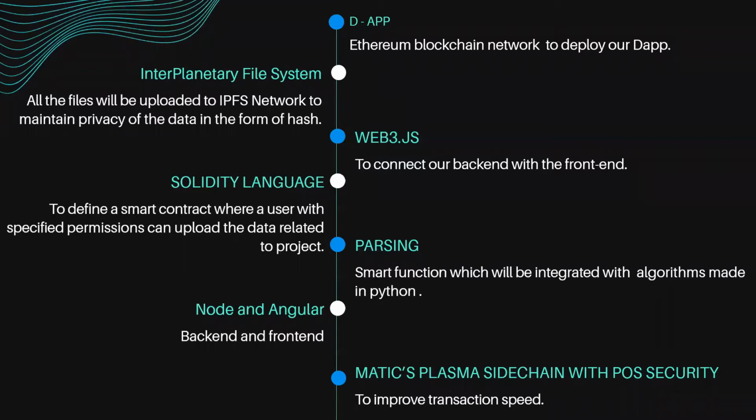And then coming to the parsing functions, we would be using Python for some parsing of the documents and the approvals that are uploaded. Then the Node and Angular part is used as backend and front end. And at last, we are using the Matic Plasma sidechain with proof of stake security for improving the transaction speed of the blockchain network. Now let's have a look at the demo.